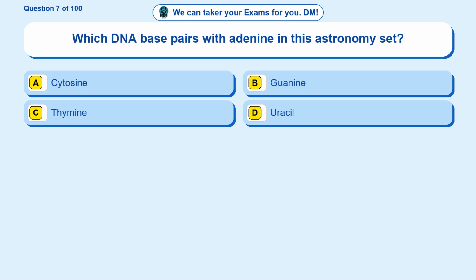Question 7. Which DNA base pairs with adenine in this astronomy set? Option A, cytosine. Option B, guanine. Option C, thymine. Option D, uracil. The correct answer is option C.